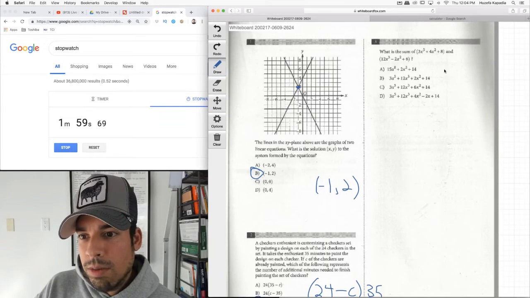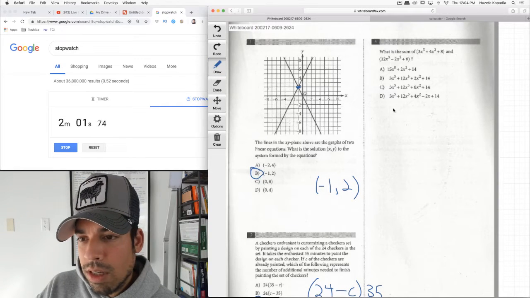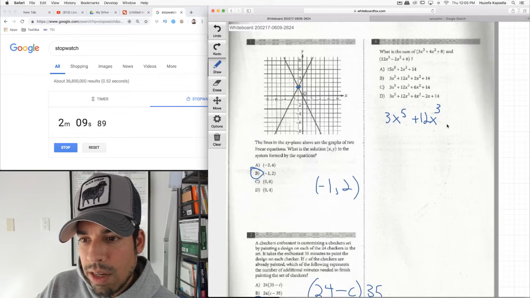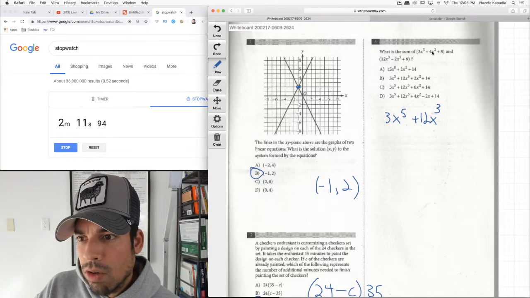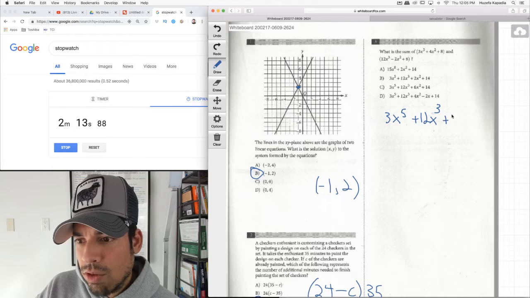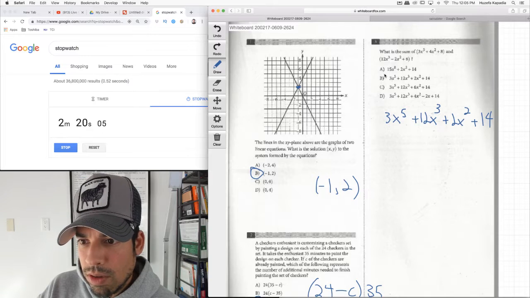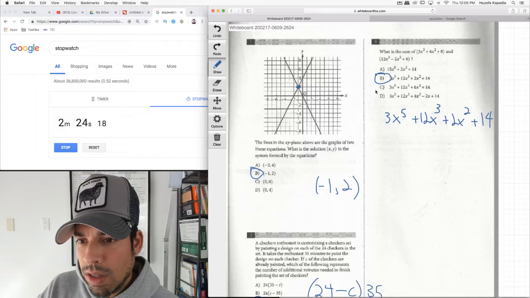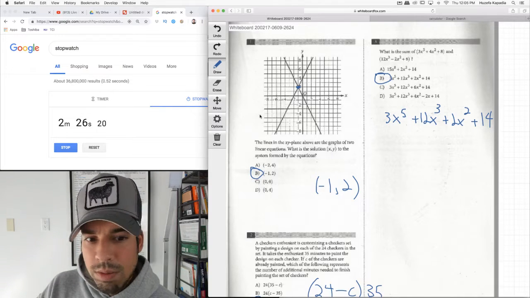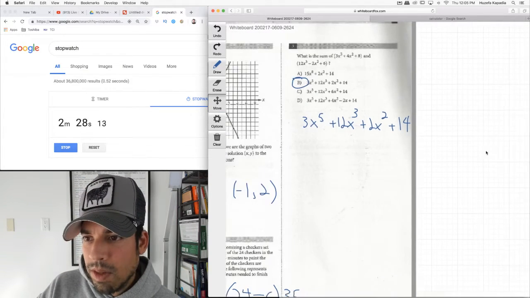What is the sum of these two? All right, let's see if there are any like terms, and there are just the numbers. So it's 3x to the 5th plus 12x cubed. Oh, no, these are like terms. 4x squared minus 2x squared is plus 2x squared, plus 14. So x to the fifth, 12x cubed. Boom, right there. Yeah, these are all out. All right, let's move on to the next one. Next page.